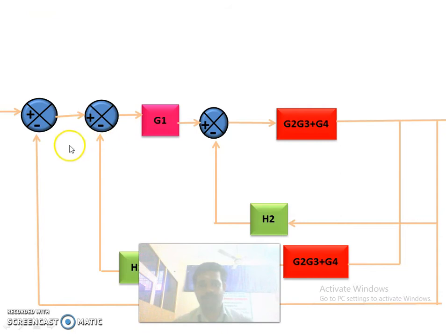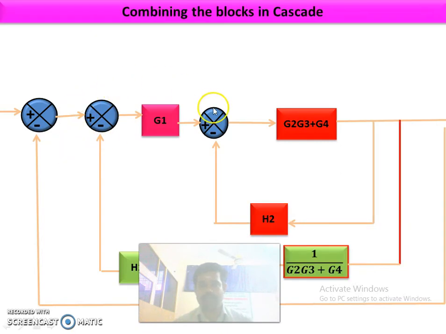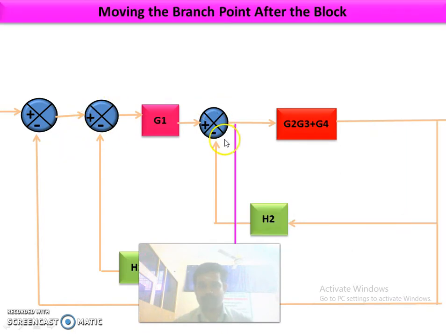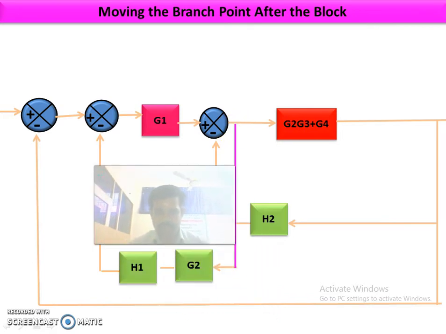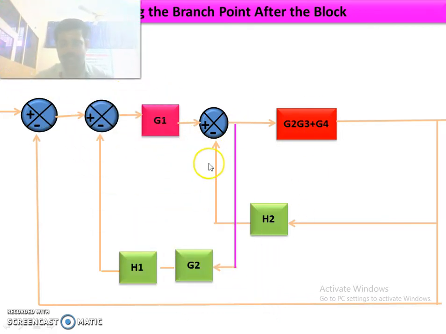Now, what you are doing is, here you are having a branch point. So while analyzing this figure, here there is a possibility of feedback loop. Here you are having a possibility of feedback loop, but here is a branch point.